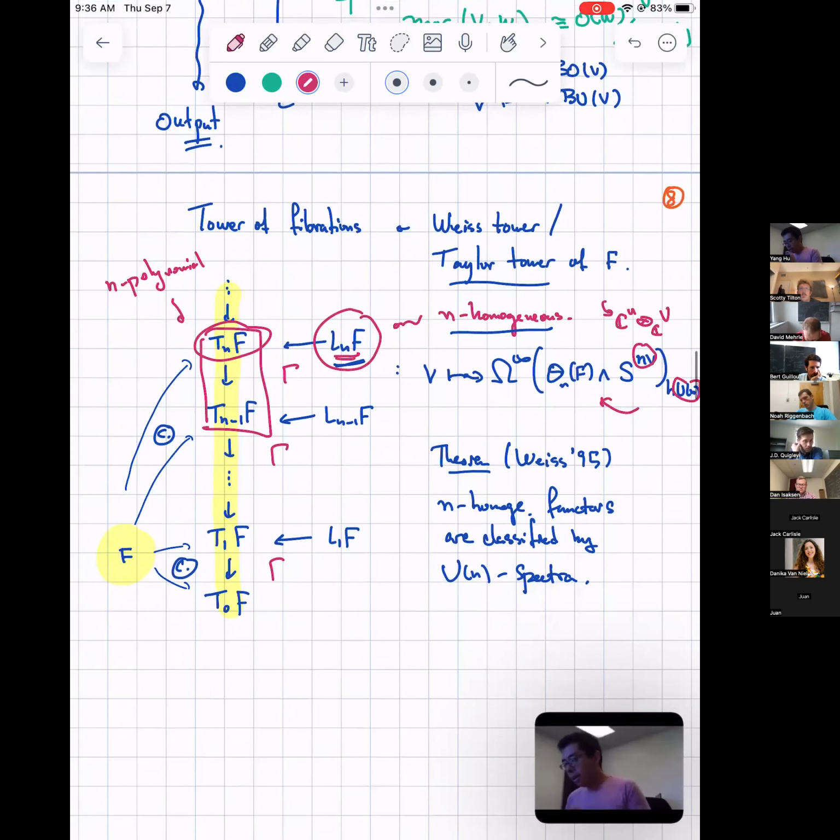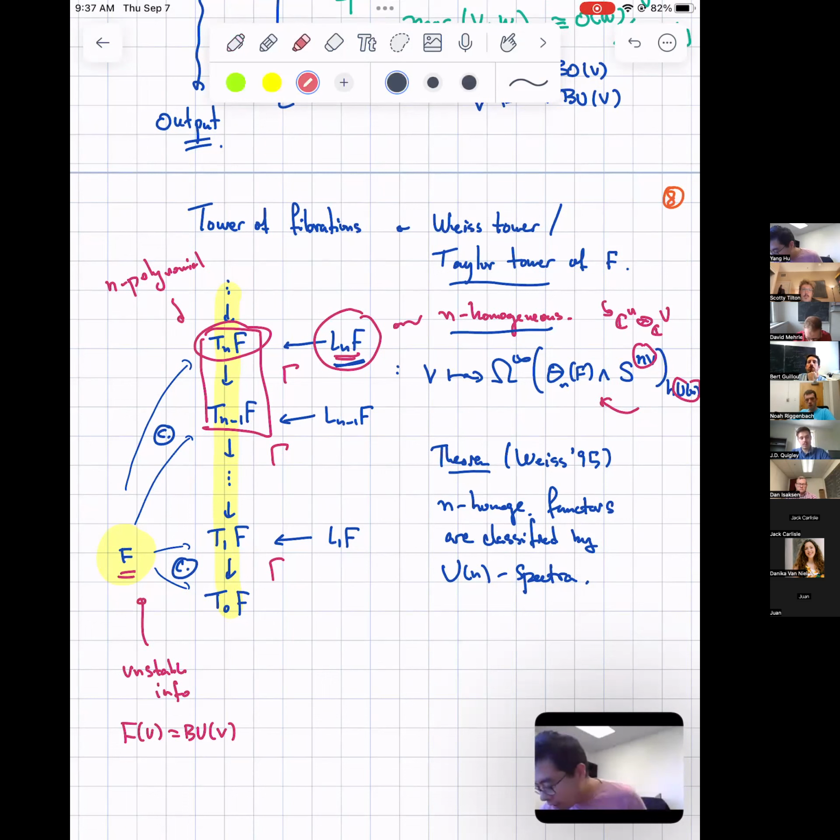Okay, so what does this mean, right? So the Weiss tower is a machinery that takes in some functor F, which often represents some unstable information. For example, if F of V is BU(V), that's the information of unstable vector bundles. And what this machinery does is to resolve such unstable information into stable pieces. So those layers being infinite loop spaces are stable objects. And so is this bottom piece. So this T_0 F is a stabilization by definition.